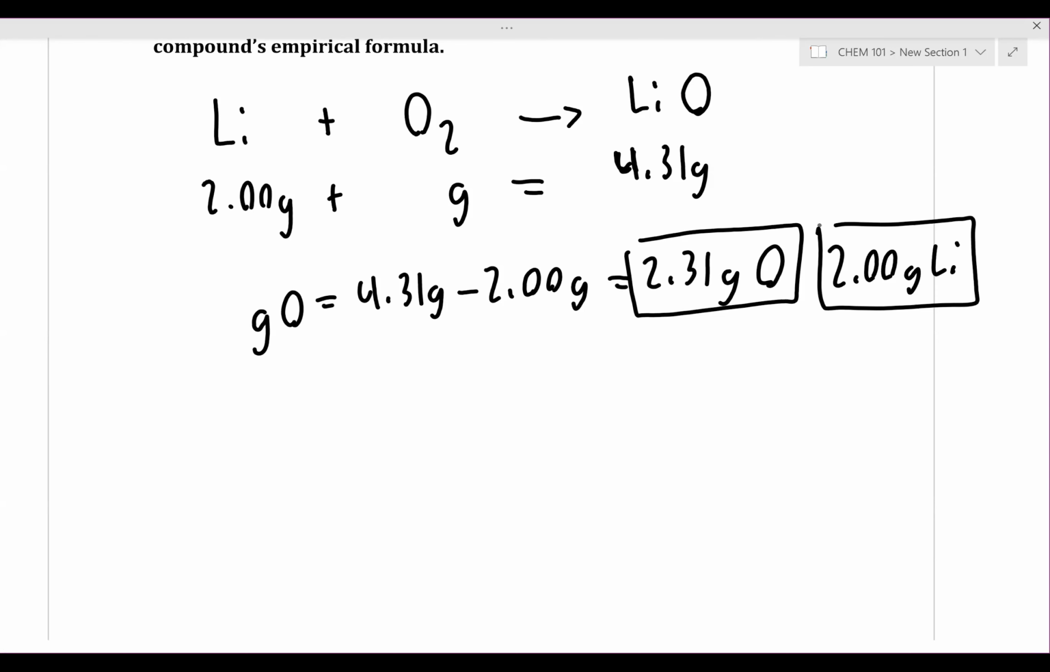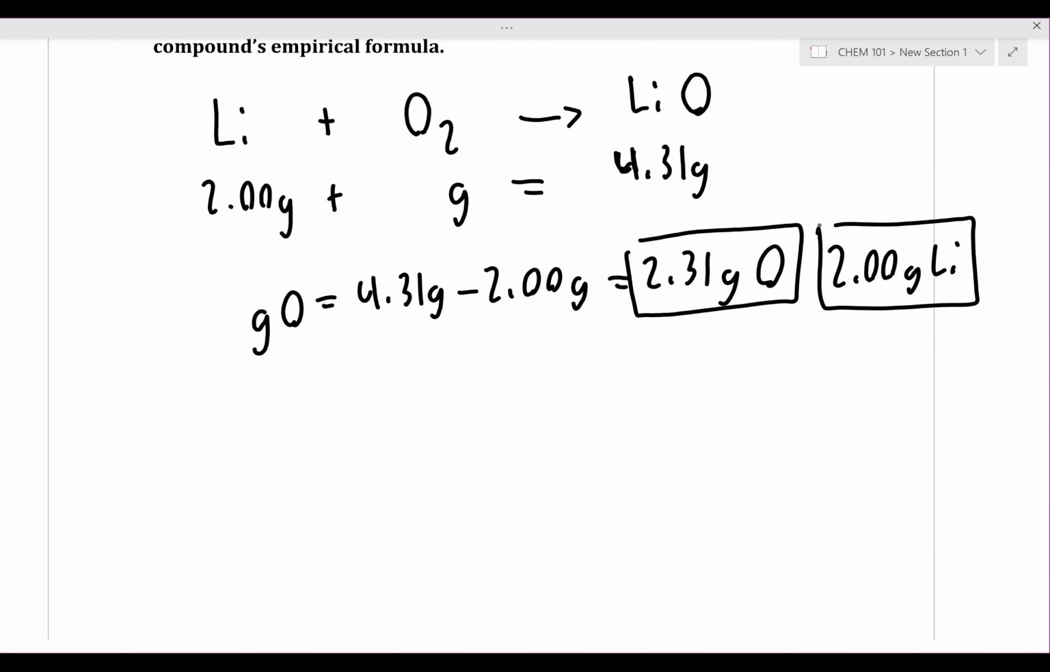Everything going okay? Does that match your prediction? Yeah, exactly. So just like in the stepwise method, you have each of the masses, you calculate the moles of each element, and then you take the ratio.